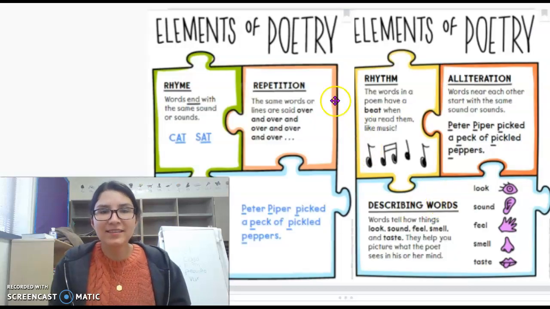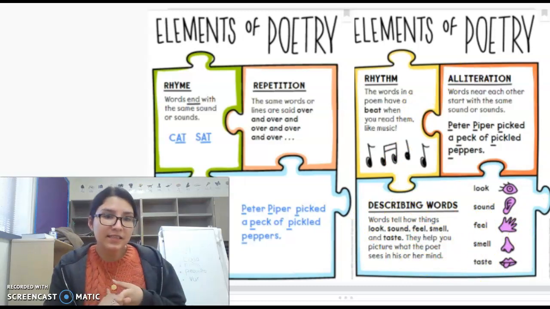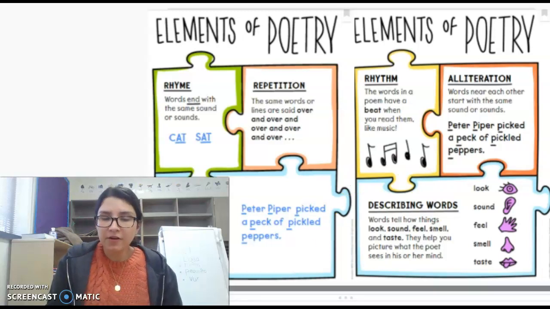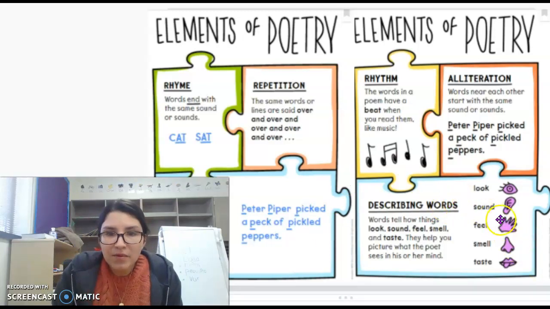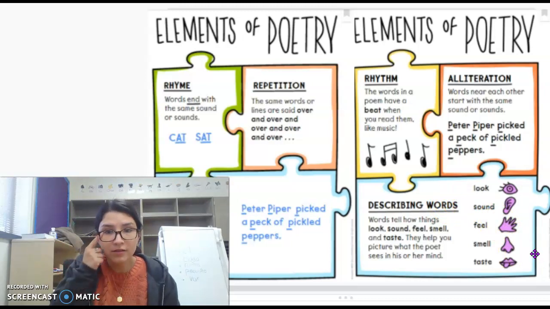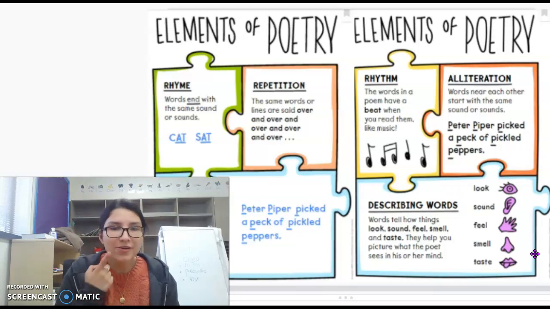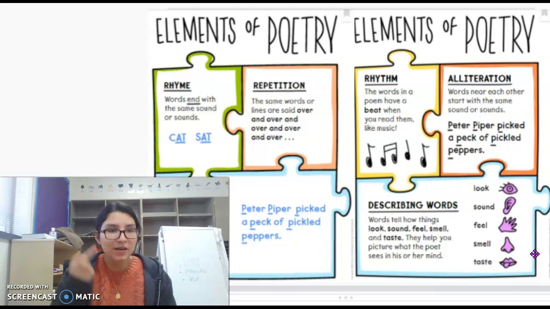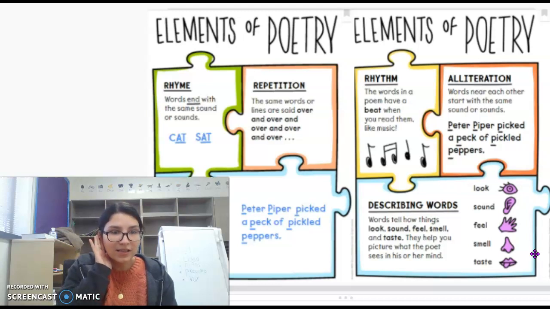All right, our next element of poetry that we went over was describing words. And I know I didn't use that word, describing words. I talked about our senses, right? That's the word I use, our 5 senses. But describing words are words that tell how things look, sound, feel, smell, or taste, right? Because we use our eyes to see, our nose to smell, our mouth to taste, and our ears to hear, and our hands to touch.